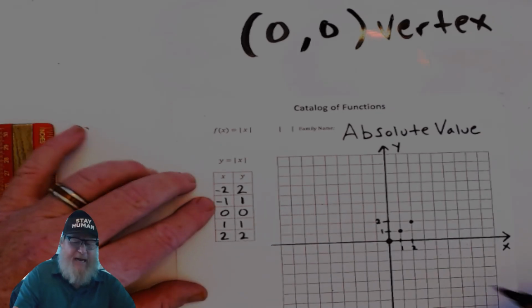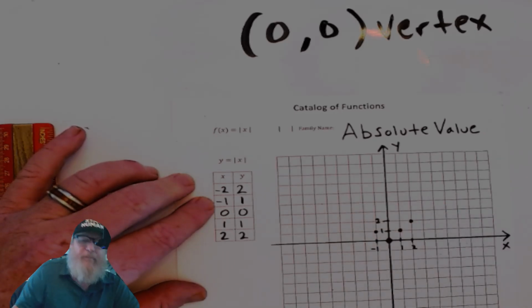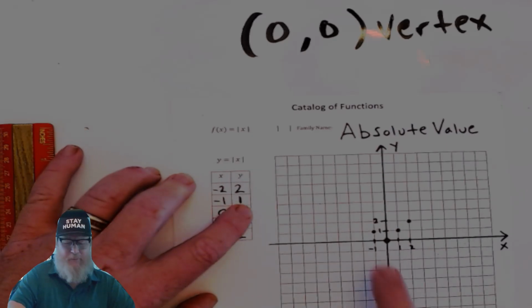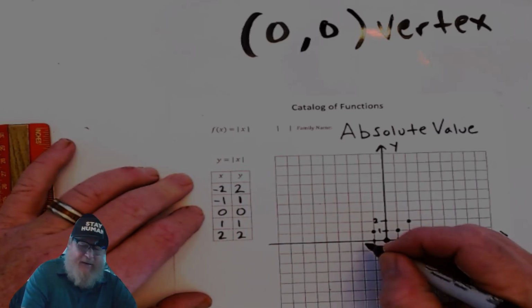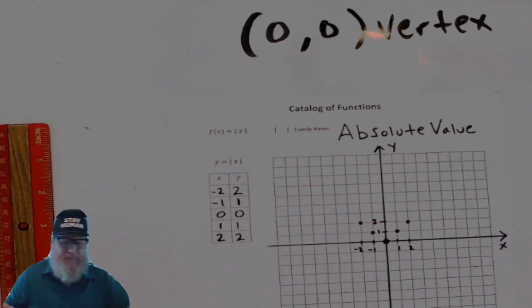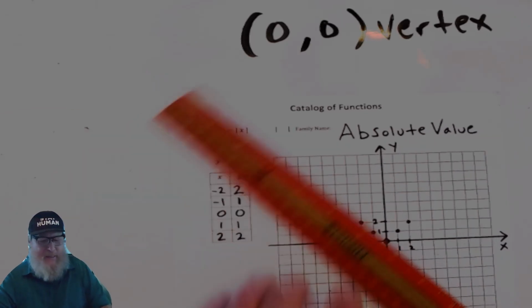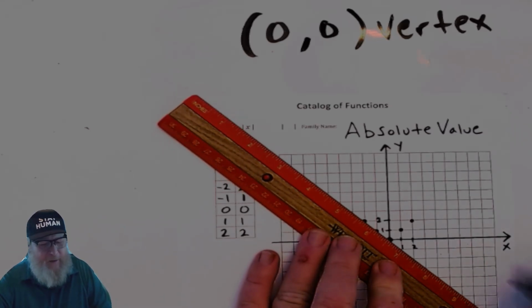And then don't forget the negatives. If x is -1, y is +1. So we have a point here, -1 and +1. And if x is -2, y is +2. And this is the graph of the absolute value function.